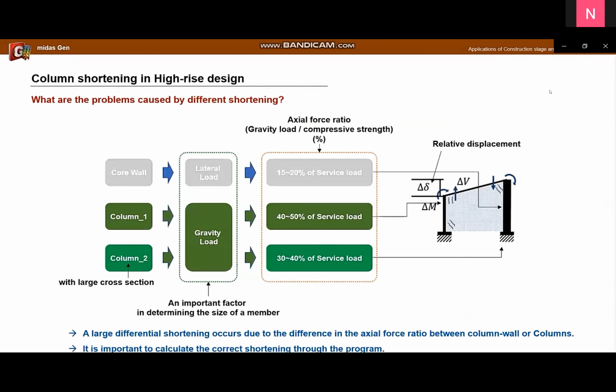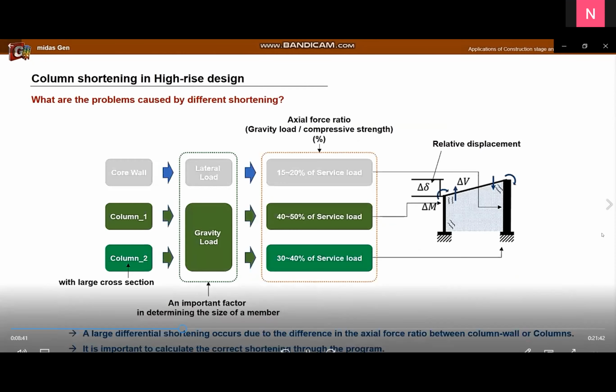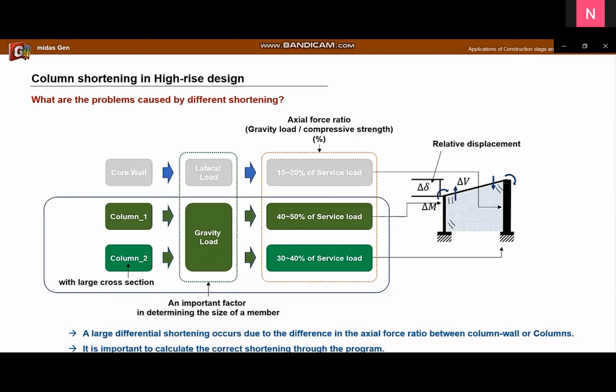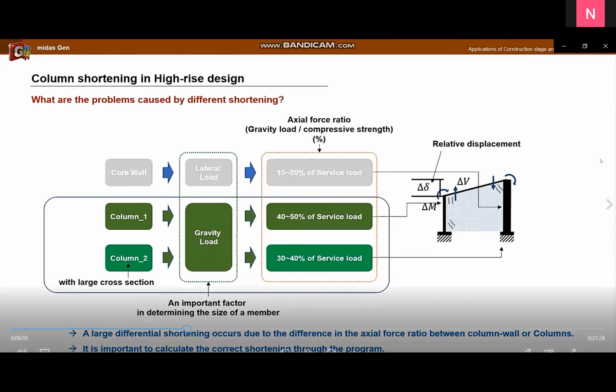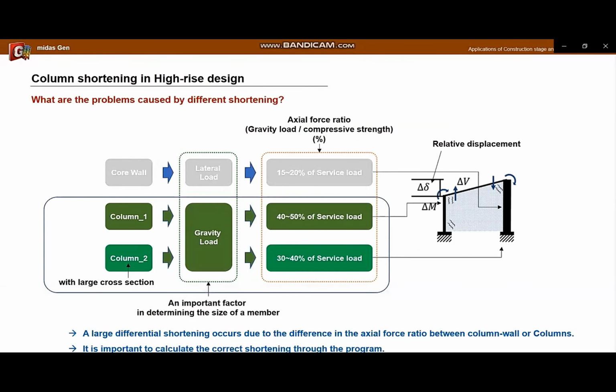The causes of differential shortening have already been explained in session 1. Additionally, differential shortening occurs between column and column when the column cross-section is determined to be larger than structurally required by other factors, such as architectural needs, so the axial force ratio is reduced. In this case, large differential shortening may occur even between columns. As described on the previous page, to obtain and reflect the correct additional member forces in the design, it is important to calculate the correct shortening through the program.